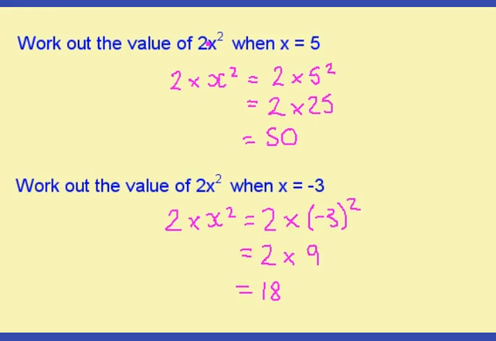Just to recap these questions, just remember that the reason I did 5 squared first was because of BODMAS. If you can't remember BODMAS, have a look at clip 16. So I'm going to do 5 squared first, and I remember that 5 squared means 5 times 5, which is 25. Then I can multiply it by 2. The same for this one. The squared comes first, so I'm going to do minus 3 squared, which is minus 3 times minus 3, and that's why it's 9. Then I'm going to multiply by 2 to get 18.